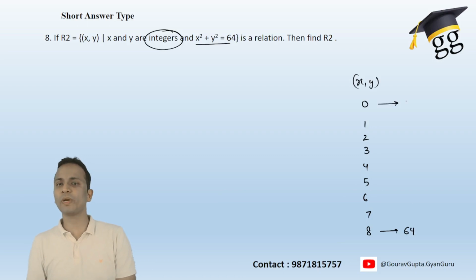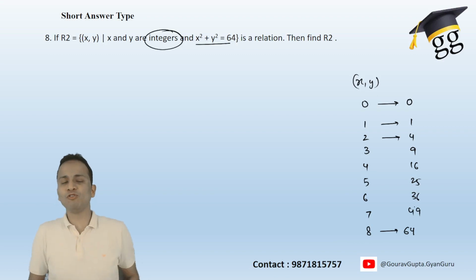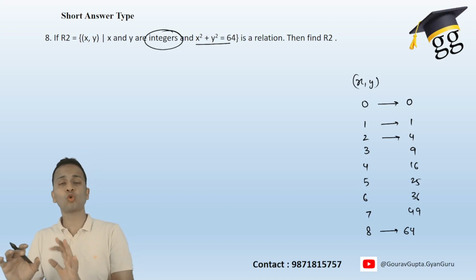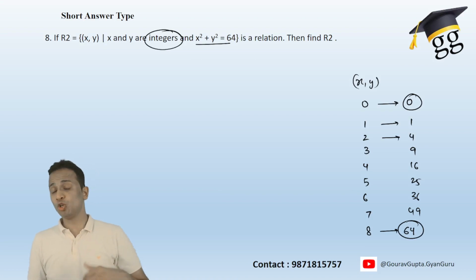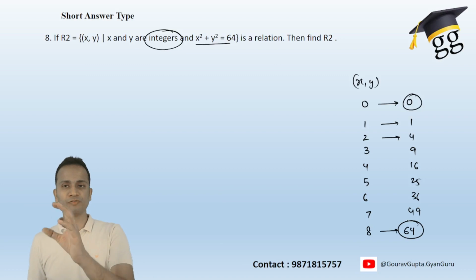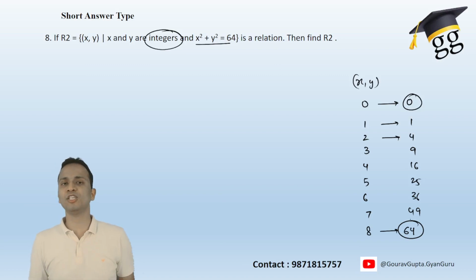Okay, 0 square is 0, right? Then 1 square is 1, 2 square is 4, 9, 16, 25, 36, and 49. Okay, now you will have to pick two numbers here, two squares whose sum is 64. So obviously you can see that 0 plus 64 is 64. Now, do we have any other two squares out of this list such that their sum is equal to 64? No, we don't have. Okay, you can do trial and error. No two squares will have the sum of 64.